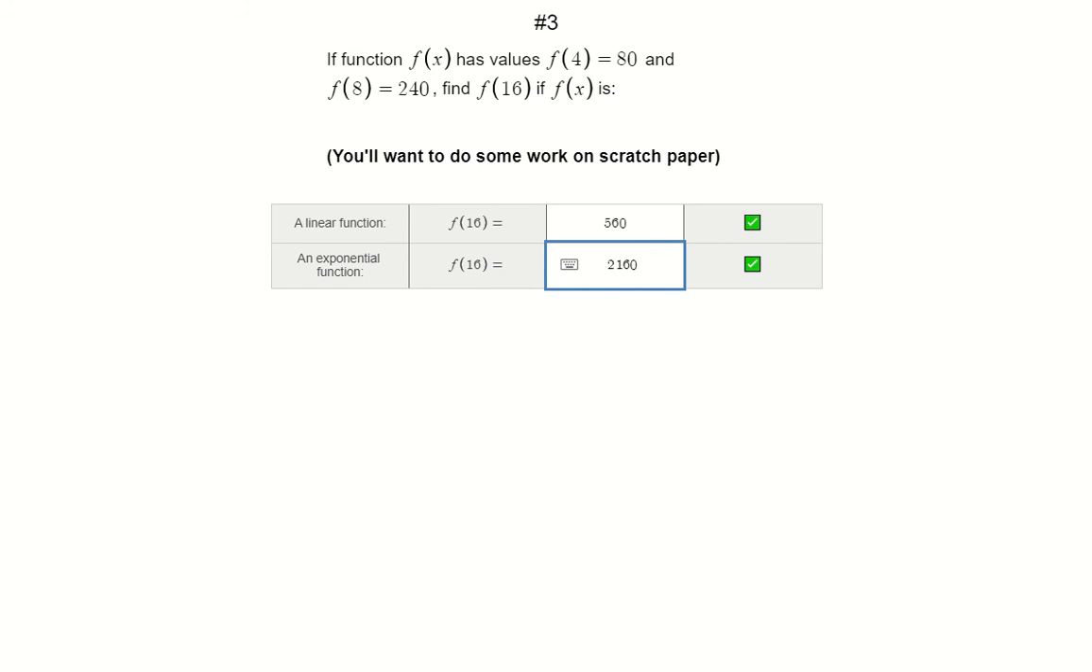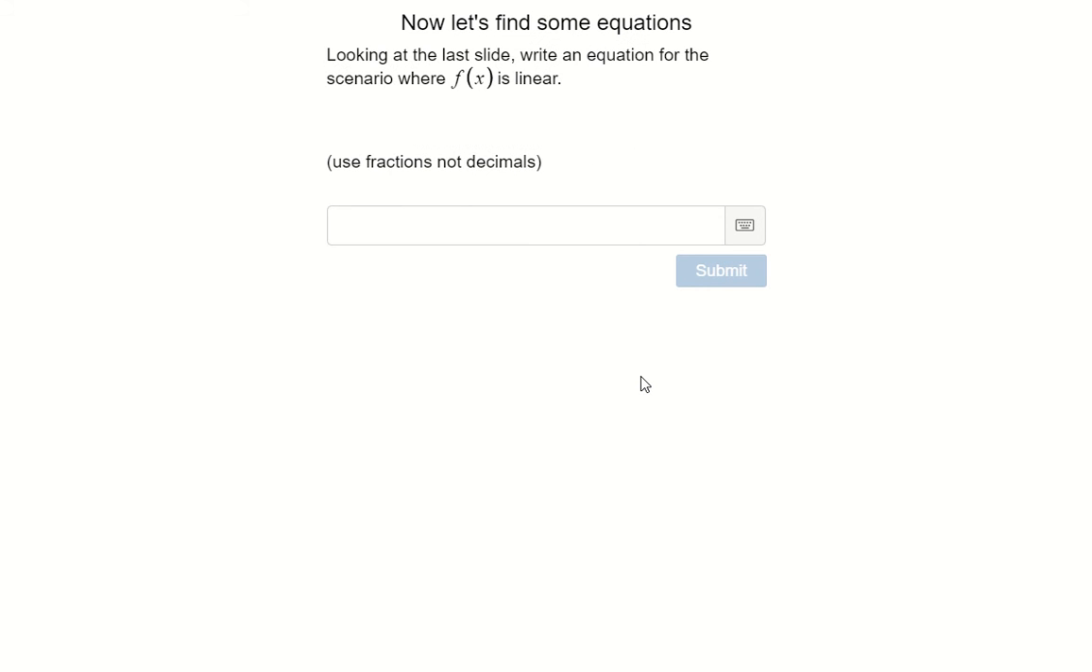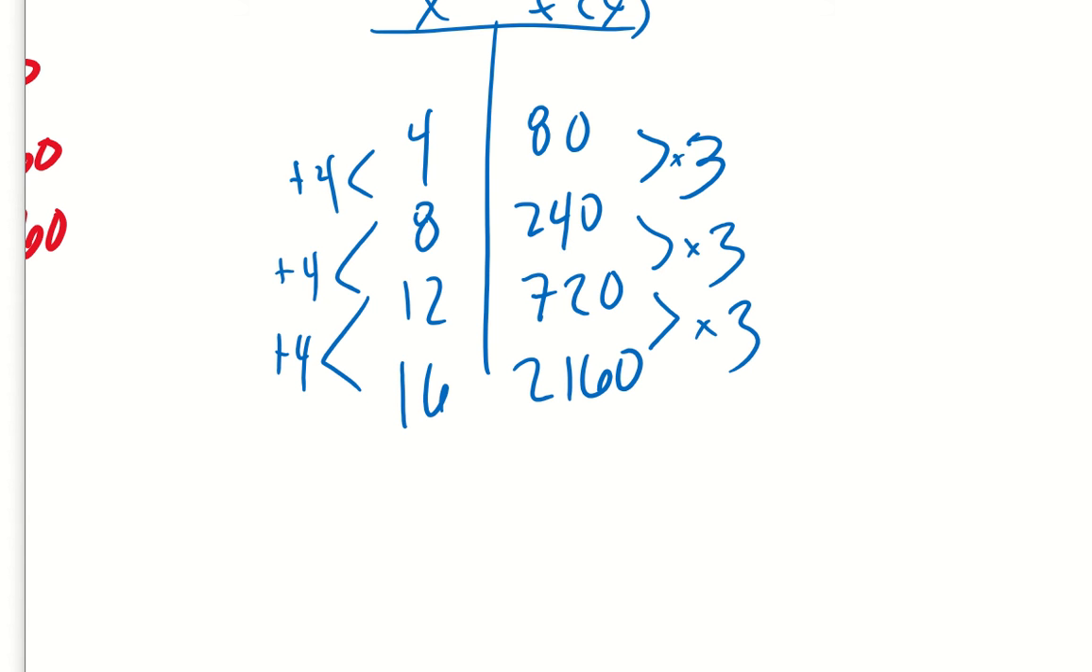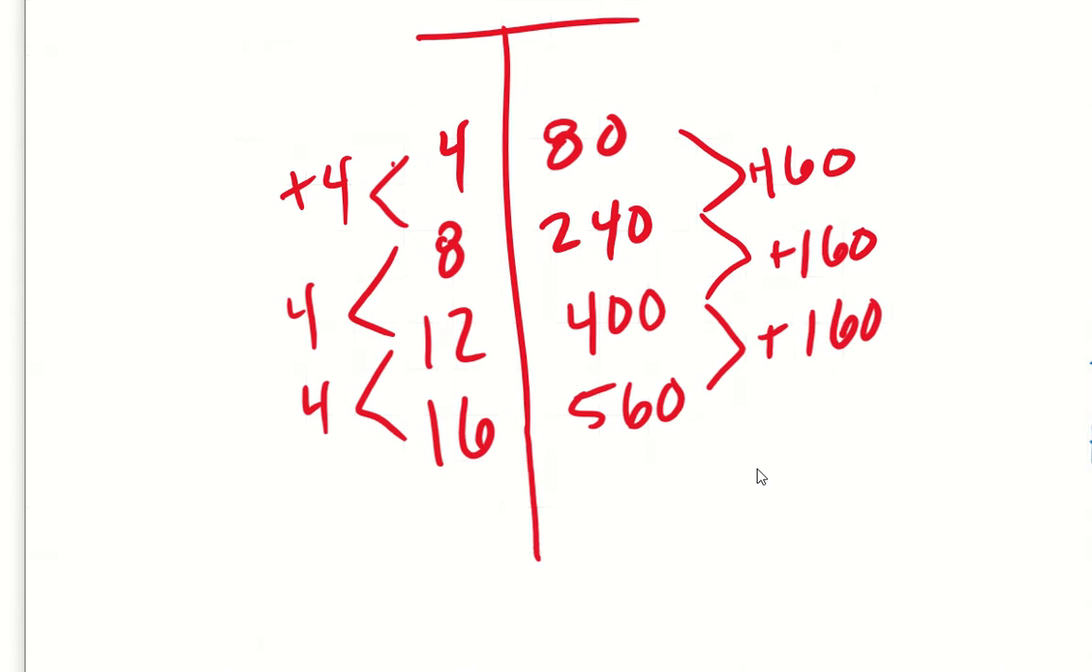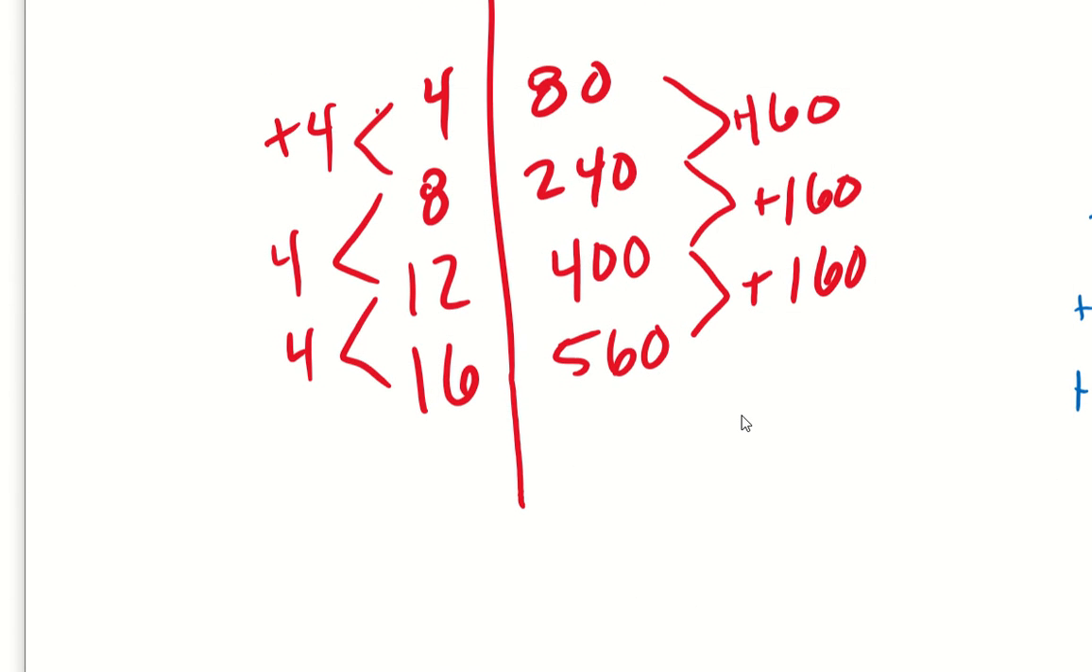Yep, okay. So now we want to find our linear equation. To find the linear equation, we go back to this red table. Once again, we want to find the slope first. And again, that's the rise over the run. Every time we go up, we're going up 160, and we're doing that every 4 x's. So rise is 160, run is 4. So m equals 160 divided by 4, that equals 40.